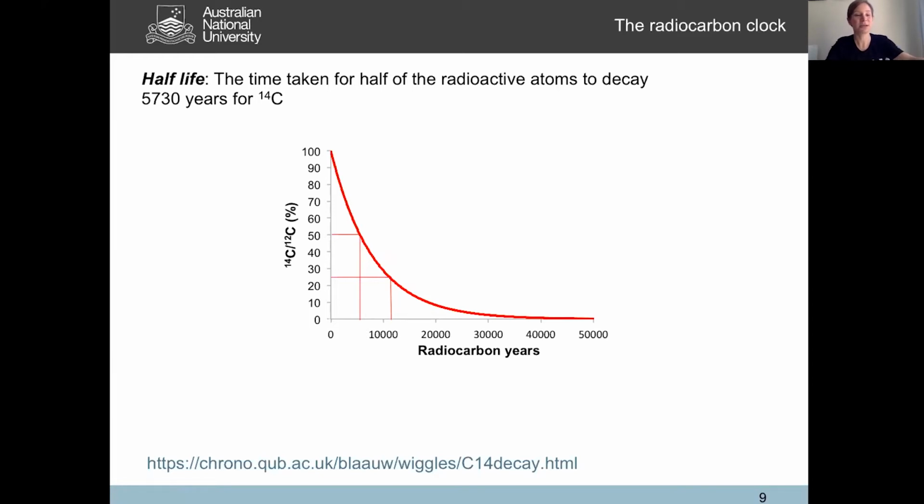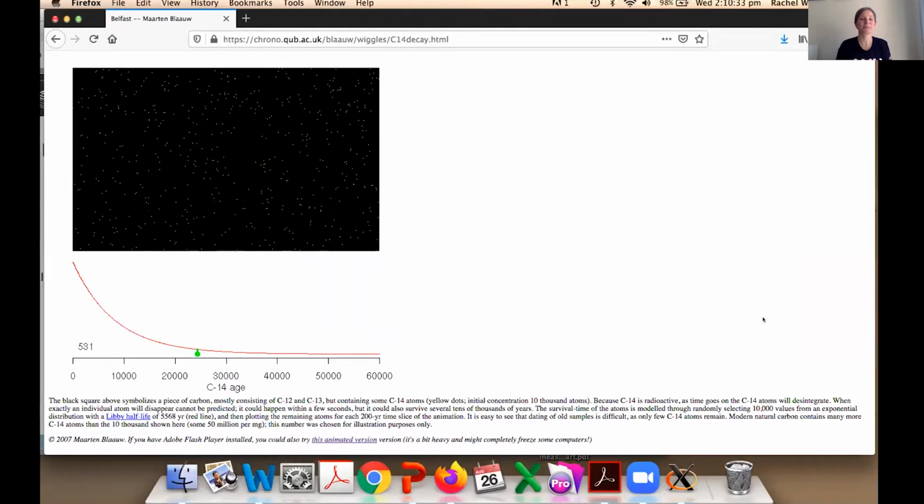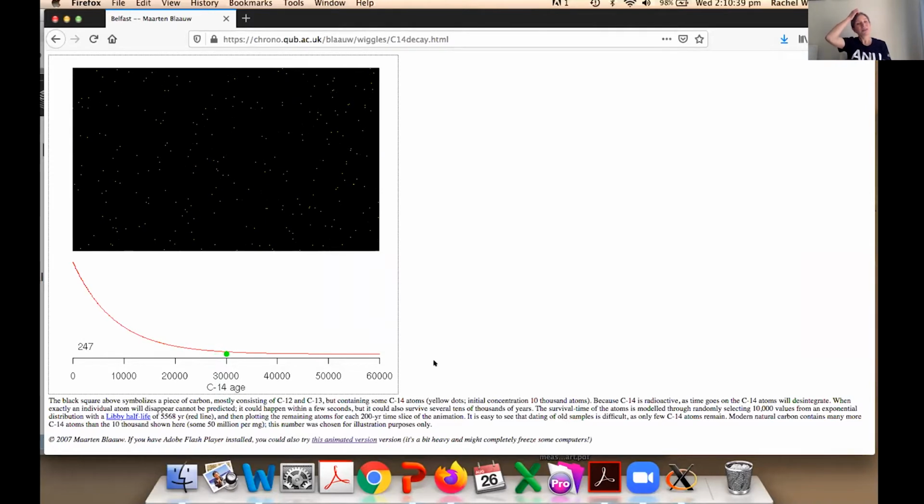Now I'm just going to exit my PowerPoint because there is a really nice little movie of what this would look like. Let me see if I can start that again. No, I can't. Okay, so this little display up here, we can see our exponential decay curve down here. And in this box up here, you can think of this as a sample of carbon, and the little yellow spots are your carbon-14 atoms. And we'll just wait for it to finish and then start again, and you'll see why we can only date to 50,000 years with radiocarbon.